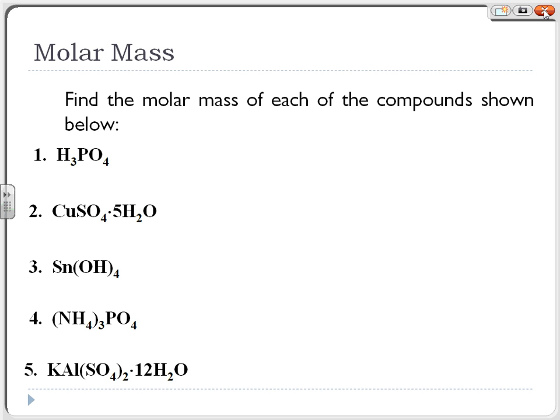So the molar mass of phosphoric acid, H3PO4, if you add all those up, you should get 98 grams per mole. Or it should be 98.00, however many decimal places you have. Good.